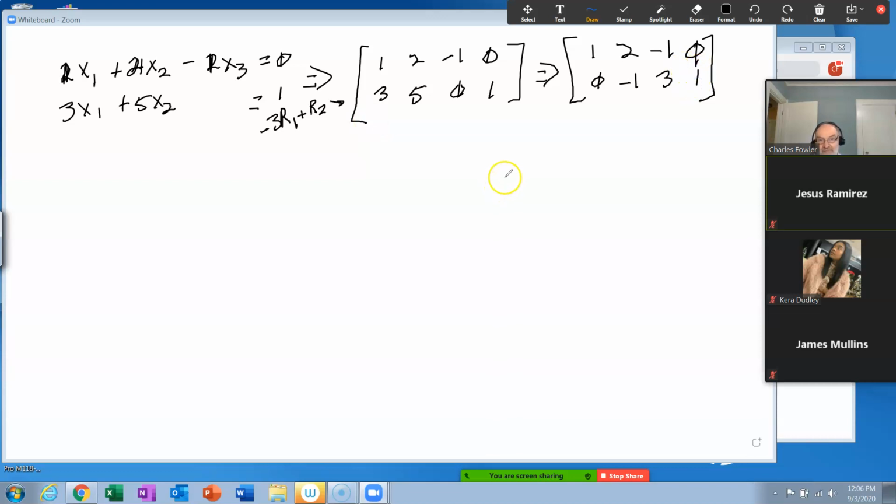Okay. Now, we got a leading 1 here, 0 below it. Got it. We want a 1 here. Well, we got a -1. We'll multiply this row by -1, or divide the row by -1. I don't care, but that makes this a plus, that a minus, and that a minus. Okay? Good. Now, leading 1, 0 below it. Leading 1, we need a 0 above it. So let's do that.